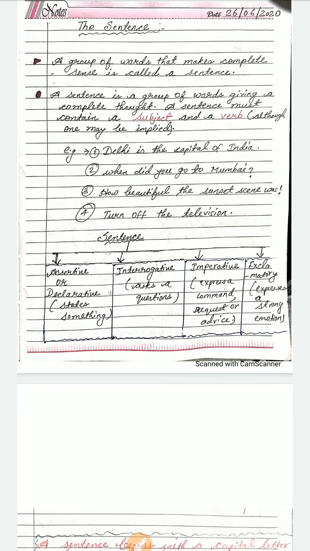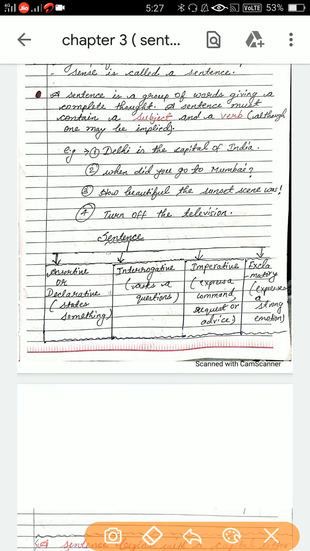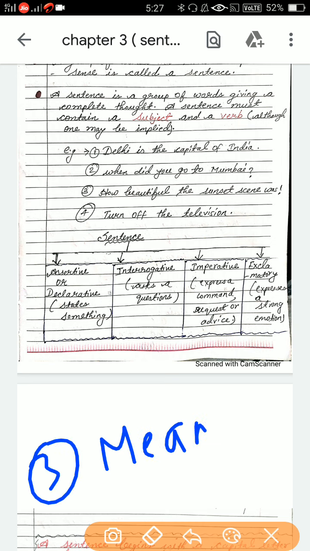The third characteristic of a sentence is that it conveys meaning. Each sentence conveys a different meaning based upon its different expression. Here are some examples. Delhi is the capital of India. This is a proper sentence.